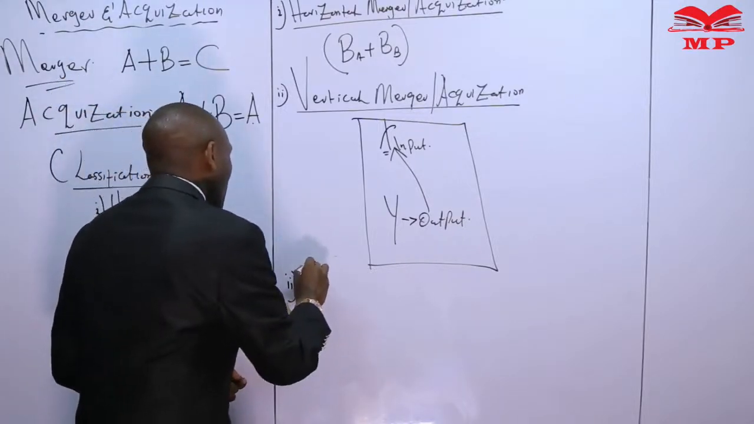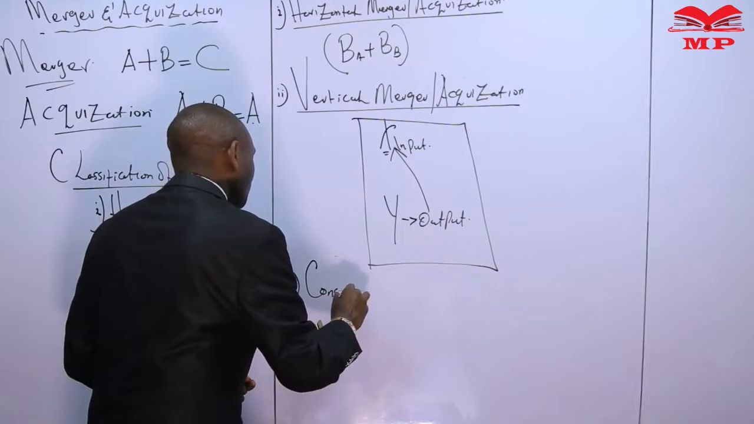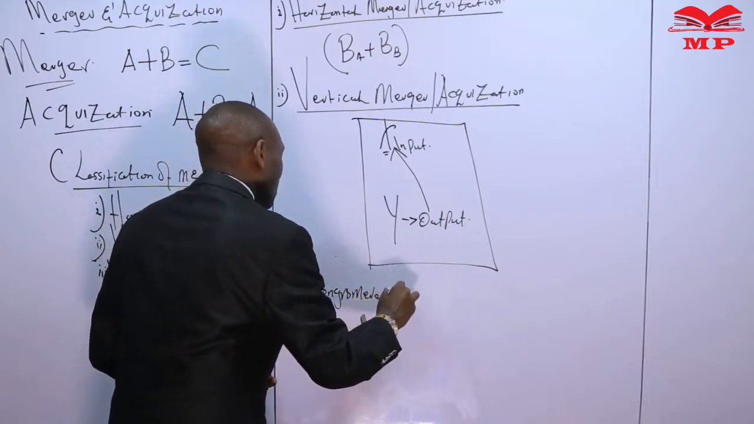Then we have the other type of merger, number three. This is what we call the conglomerate merger.